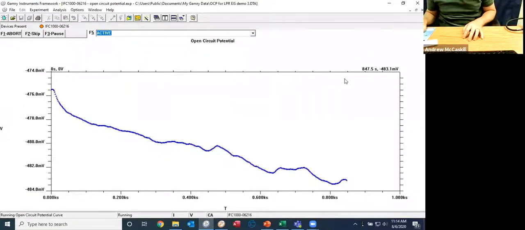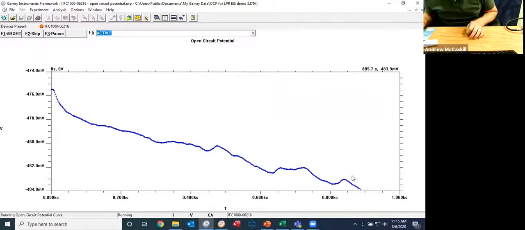So I've been running this OCP measurement here just about since I started speaking with you. I can't do the conversion for that many seconds, but it's probably been about 20 minutes now. We've gone from about negative 476 down to about 42. Not much of a shift. This might seem like it's unstable just because of the scale, but relatively speaking, it's pretty stable.